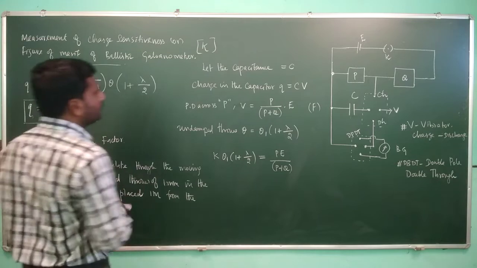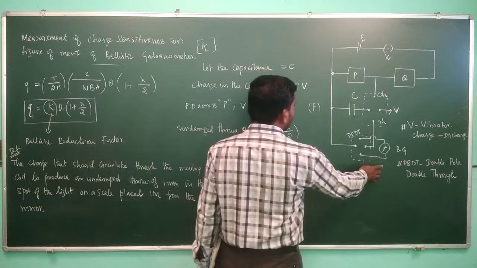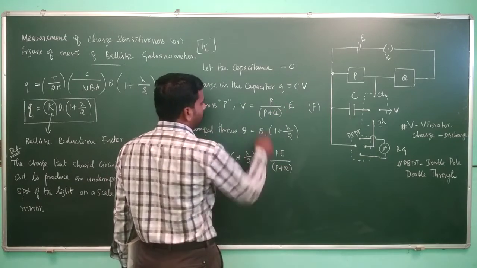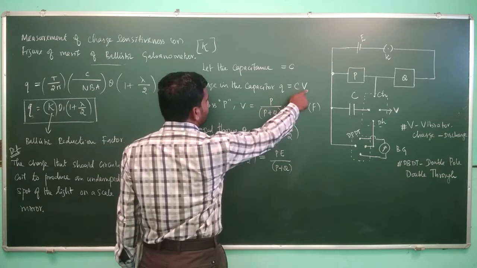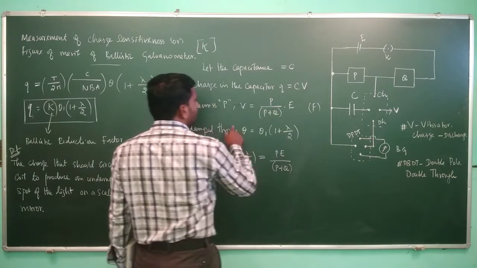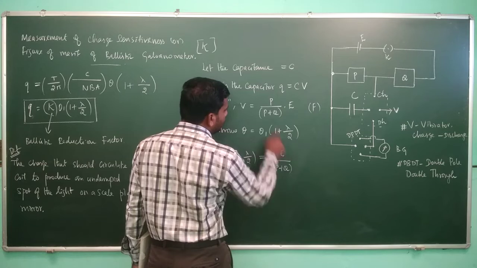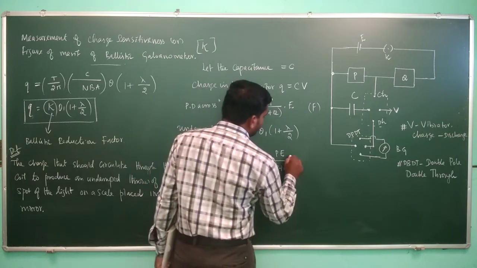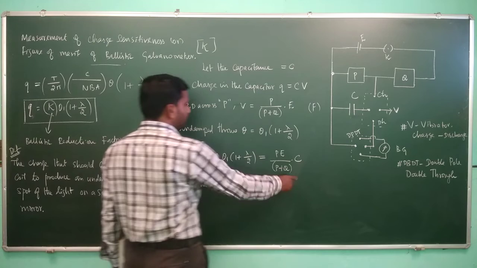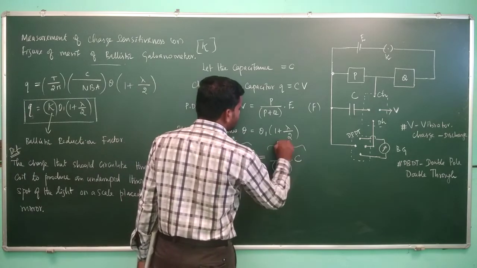So on the right side we have another expression for this charge. What is the charge used to create the deflection in the ballistic galvanometer? That is the charge on the capacitor. So what is the charge on the capacitor? Charge is capacitance multiplied by potential difference. Capacitance C, potential difference V is P by P plus Q into E. So PE by P plus Q multiplied by C, right? Both are equal. So left hand side equals right hand side. This also represents charge Q and this also represents charge Q.